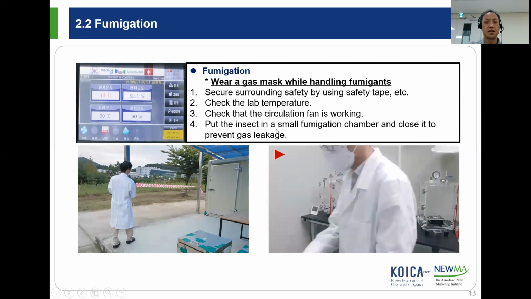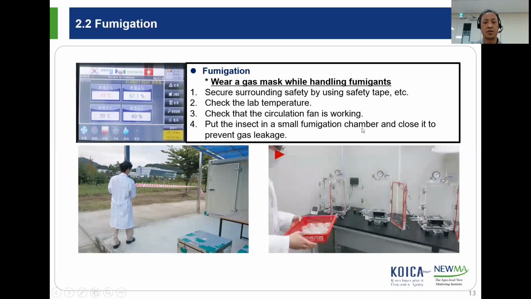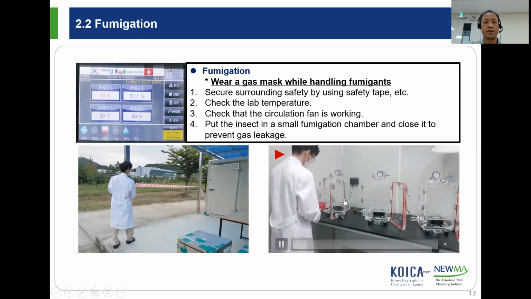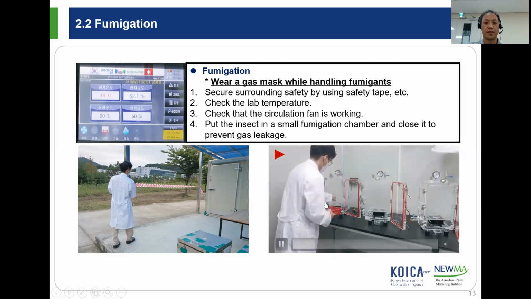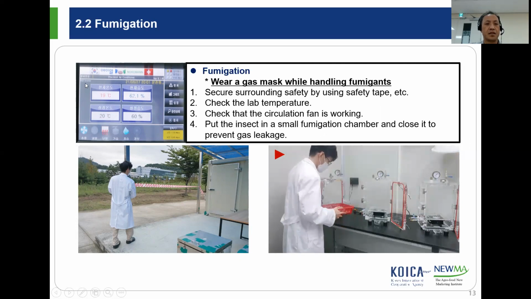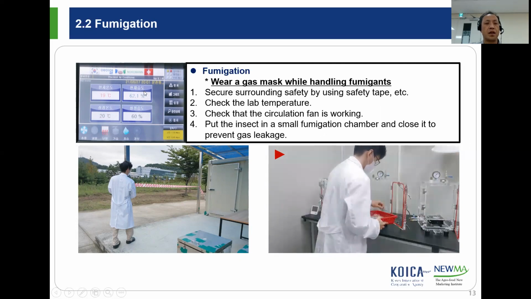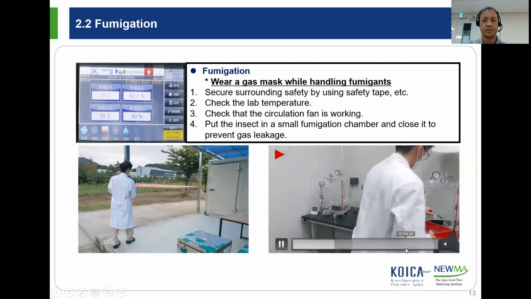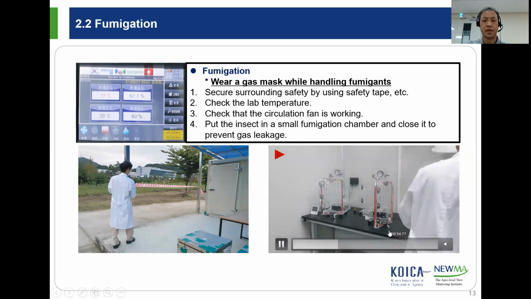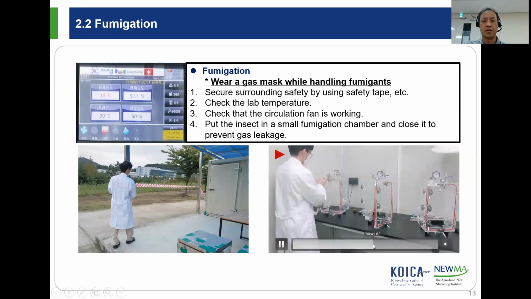Put the insects in the small fumigation chamber, this one. Then close it to prevent gas leakage. This is the safety line. This is the temperature and relative humidity, like this. Put the insects in the chamber and then close. Okay.